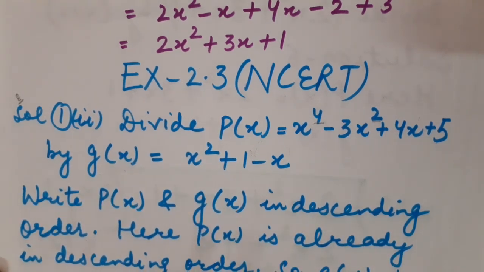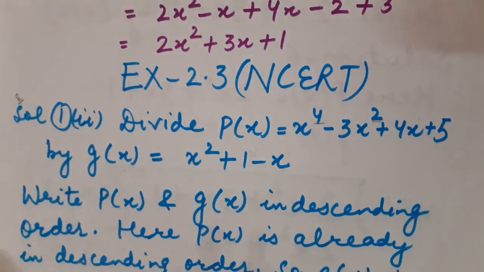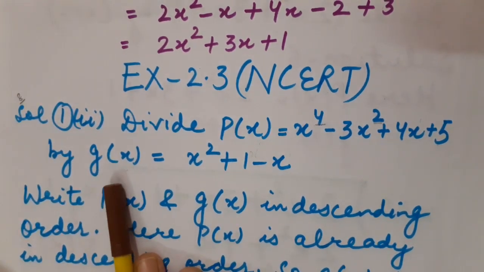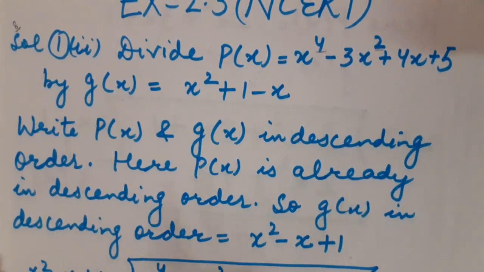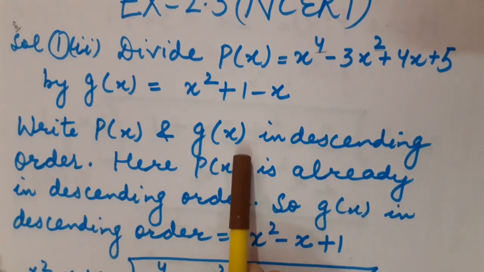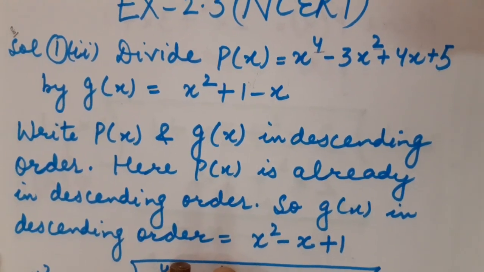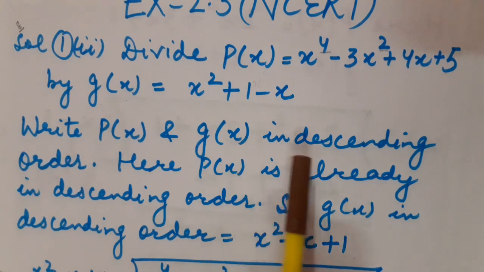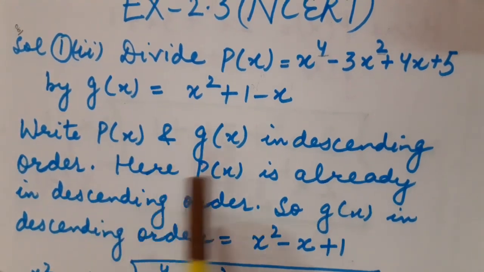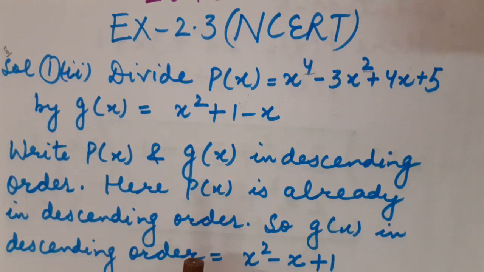Fine. One more thing I am going to add in it, that is you have to tell whether gx is a factor of px or not. Fine. So let us start division. Always make sure before you start the division algorithm that both px as well as gx must be in descending order. So write px and gx in descending order. What do you mean by descending order? Descending means you have to start from greatest to smallest.